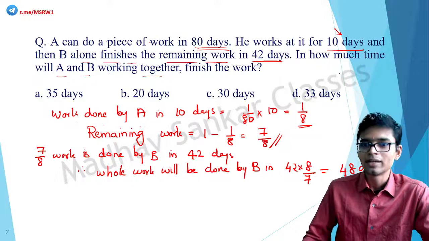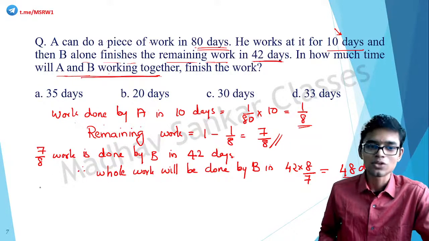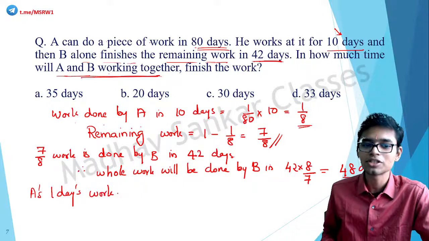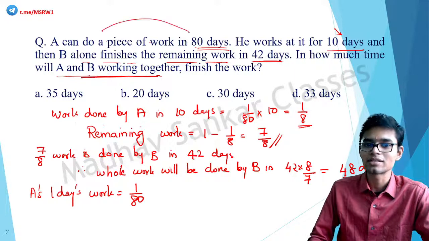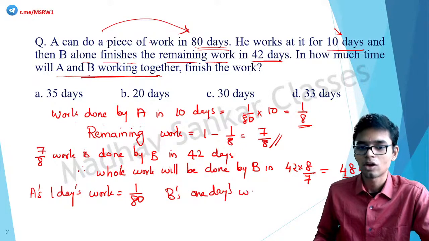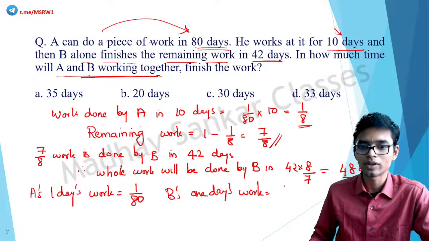The question is asking, in how much time will A and B working together finish the work? So, as usual, we find A's 1 day's work. A's 1 day's work is how much? 1 by 80. Correct. In the given question, it's there. A can do a piece of work in 80 days. So A's 1 day's work is 1 by 80. B's 1 day's work is how much? B finishes the work in 48 days. So B's 1 day's work is 1 by 48.